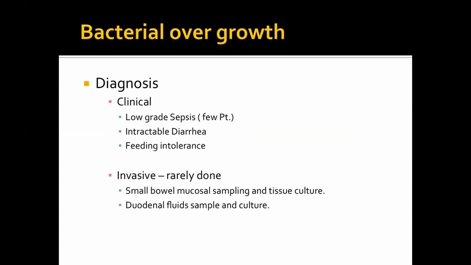Diagnosis of bacterial overgrowth is mainly clinical. Only a few patients may show low-grade signs of sepsis: patients being unwell, having some diarrhea, maybe fever, maybe leukocytosis. Intractable diarrhea is another one, and feeding tolerance. Like the patient used to tolerate a certain amount of feed, suddenly he's not tolerating that amount anymore. You try to reduce it, still he's not doing well. This is another indication that there is a decline of the small intestine function.